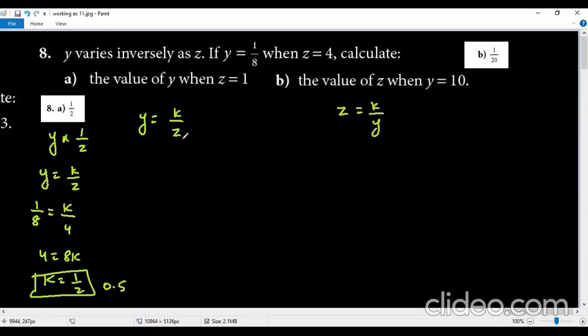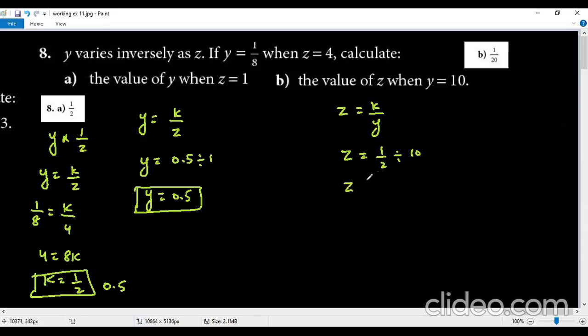Now k is 0.5 divided by 1, so the value of y is going to be 0.5 or 1 over 2, both are fine. Now in here, when we need to find z, k is 0.5, 1 over 2, divided by 10. That means z equals 1 over 2 multiplied by 1 over 10. That means z equals 1 over 20, which is your final answer.